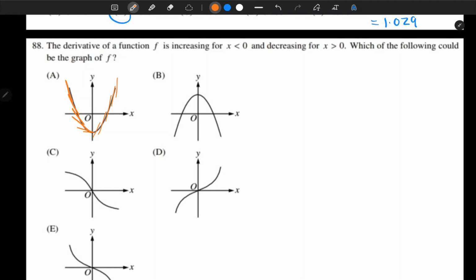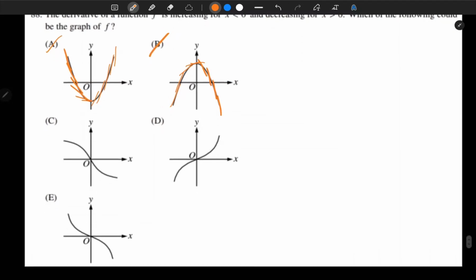So this here is an always increasing derivative. So it's not decreasing for x greater than 0. So A is not a possible answer. Similarly, for B, we see that the derivative here is firstly large, and then it gets smaller until it becomes 0, and then it continues to get smaller and becomes very negative. So the derivative here is always decreasing. So this is also not an answer.